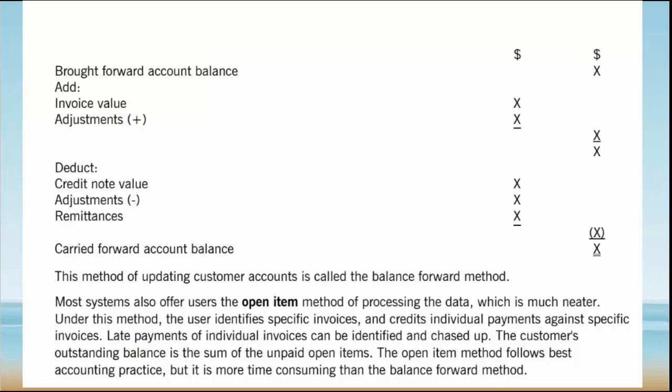The other method is the open item method. This one is more detailed and precise. It matches each payment to the specific invoice it relates to. If a customer owes $200 on one invoice and $300 on another, and they pay $200, the system marks the first invoice as paid in full and leaves the second one unpaid.